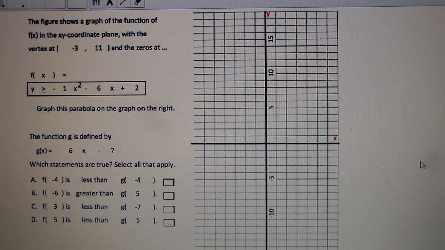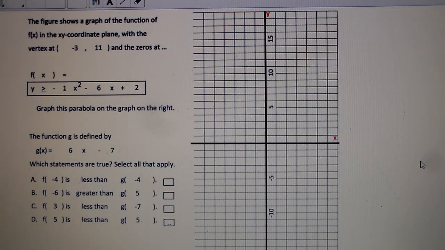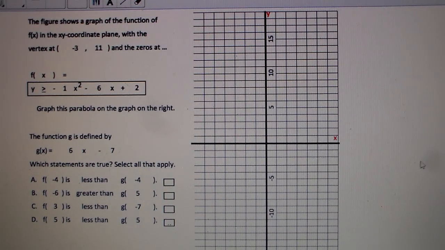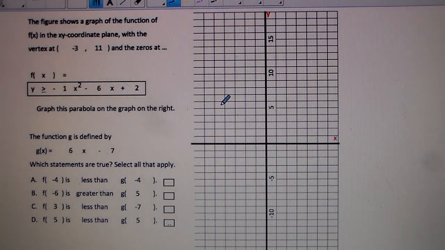So it says, the figure shows a graph of a function f of x, which we're going to have to graph ourselves, in the xy coordinate plane, with the vertex at (-3, 11), and the zeros are the ones that are crossing the x-axis. So here's our equation that we've got to graph: y is greater than or equal to negative 1 x squared minus 6x plus 2. So let's graph that equation.